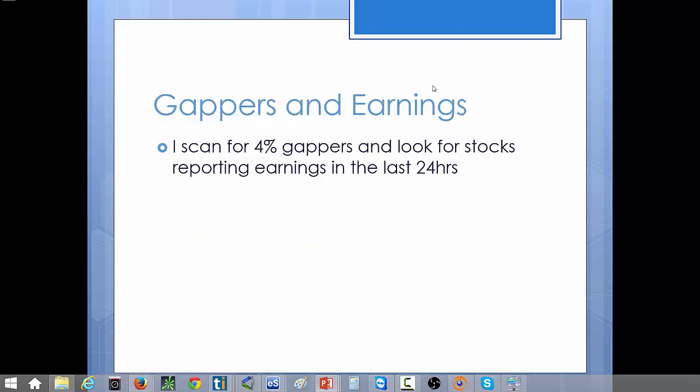Okay, so my gapper scanner and my earnings scanner: I scan for 4% gaps, and I scan for stocks that are reporting earnings in the last 24 hours. Now, the little bit of an issue with the earnings scanner is that it actually scans for stocks reporting earnings within 24 hours. So they may have already reported, or they may be reporting today. So we'll sometimes get some stocks on that scanner that are actually not very interesting yet because they're not going to report earnings until after the close. But usually we can weed those out pretty quickly because they're not going to have a lot of pre-market volume.